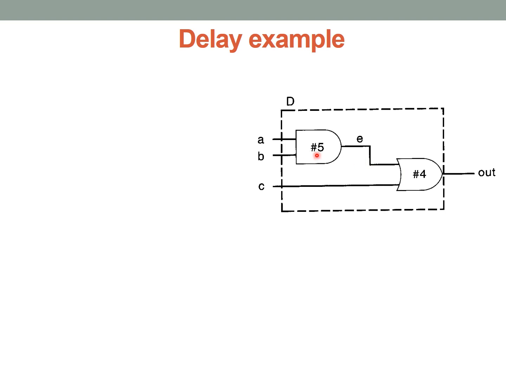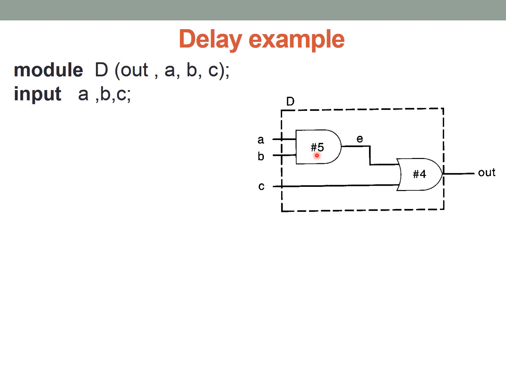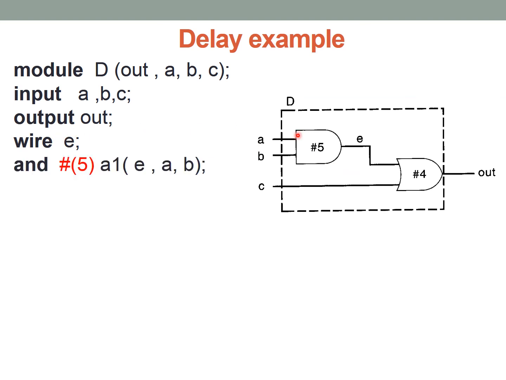So let us write the code for this. We know every module begins with the keyword module followed by the module name, which is D here, followed by the list of output and input variables. So we have out, A, B, C. Then we list out the input ports out of this list, which is A, B, C, and we list the output port out. And then we declare a wire E, which represents a net or a structural connection between the AND and the OR gate. Now once this is done, we can instantiate the two gates.